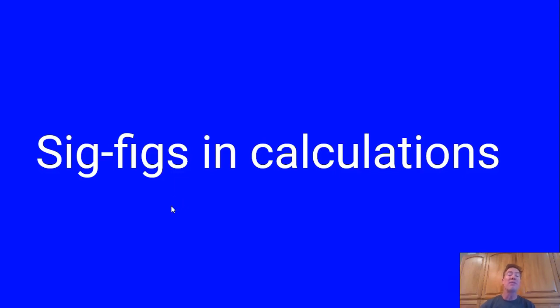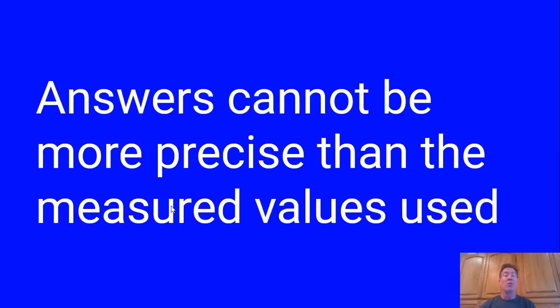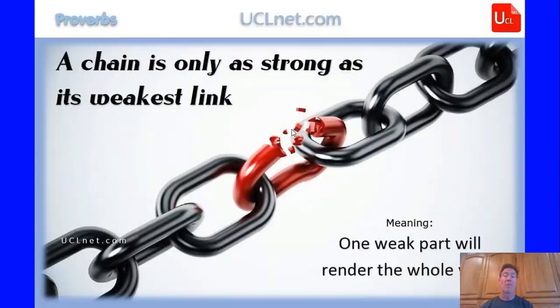So let's look at how to use sig-figs in calculations. The rule is this: the answers cannot be more precise than the measured values used. Your answer can't have more significant digits than you used to create it. It is a great concept that a chain is only as strong as its weakest link, which means one weak part will render the whole part. In our case, one weak measurement wrecks all the precision of the other measurements.